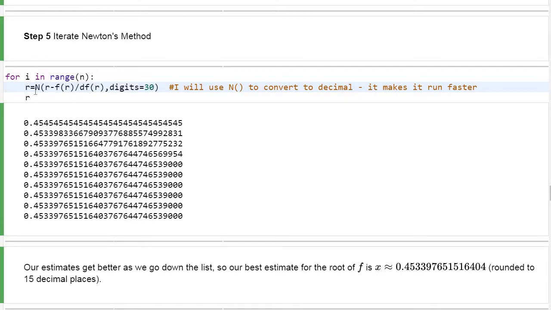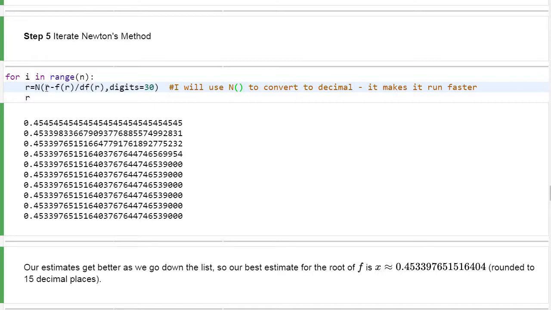All right. So I'm going to go ahead and use this n command to convert to decimals. If you don't do that, then Sage will try to keep exact values, and it will run slower, especially for some functions. If you have trig functions involved or log functions, then it does slow down quite a bit. So I'm going to convert to decimal.